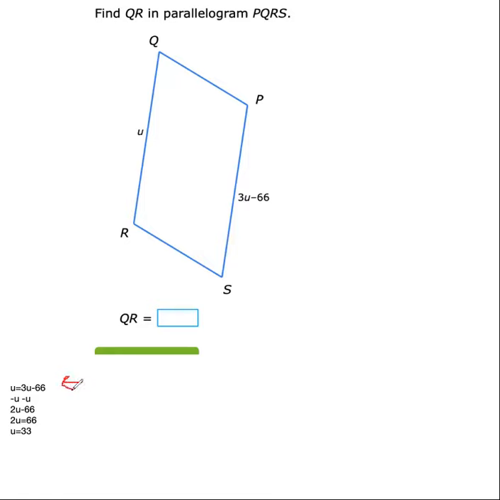Starting here, U. I'm going to make the two sides equal to each other. This side and this side are going to be equal to each other, and then this side and this side are going to be equal to each other. RS and QP don't really matter for this problem. I'm just trying to solve for U. So I really just have to look at U is equal to 3U minus 66.